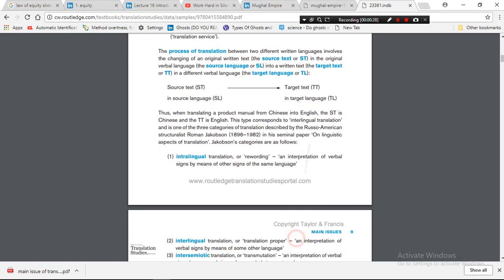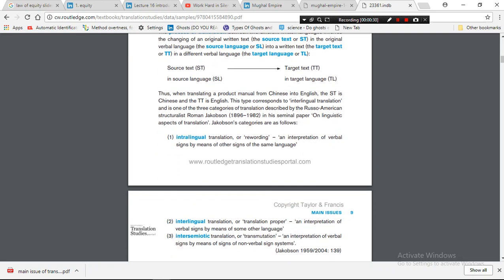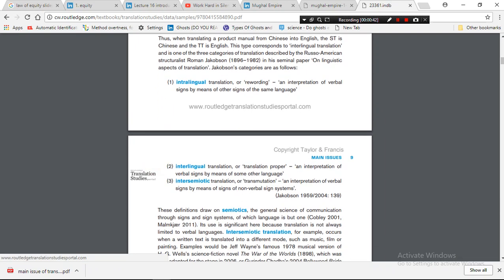Okay, first we look at what is intralingual. Intralingual is a translation, or rewording and interpretation of verbal signs by means of other signs of the same language. And what is interlingual? Interlingual is translation proper, an interpretation of verbal signs by means of some other language.